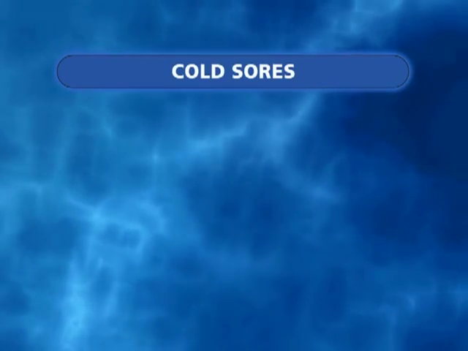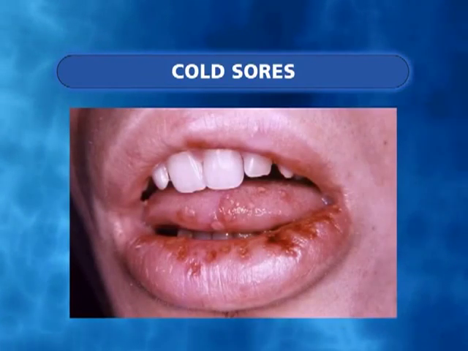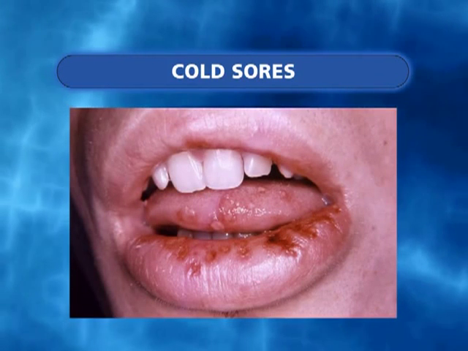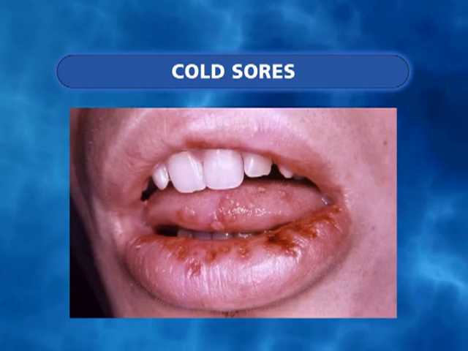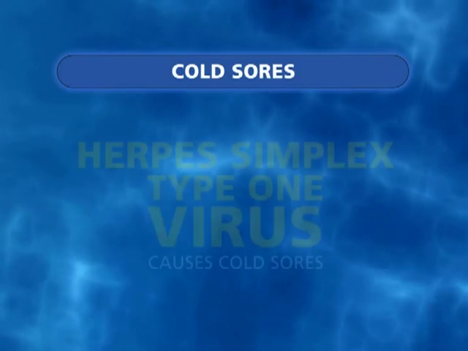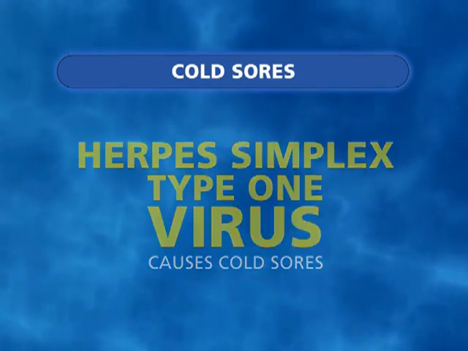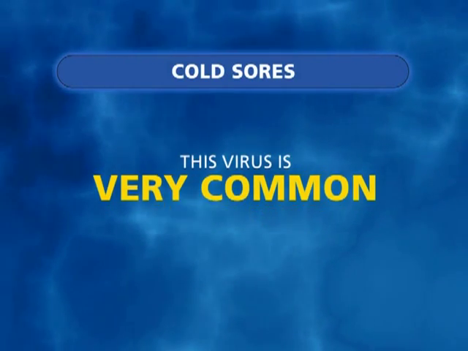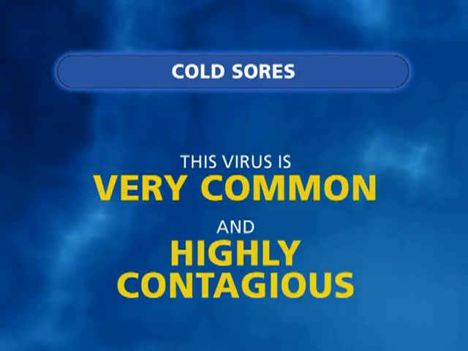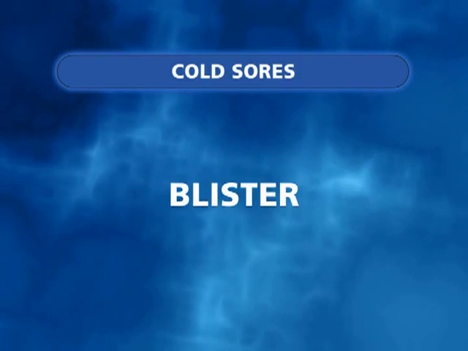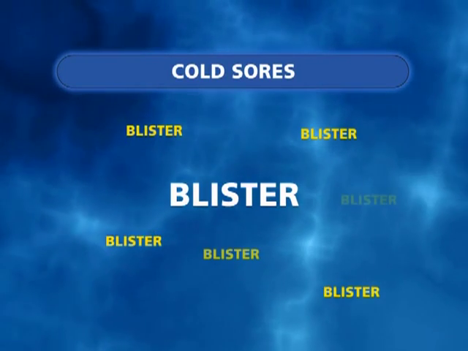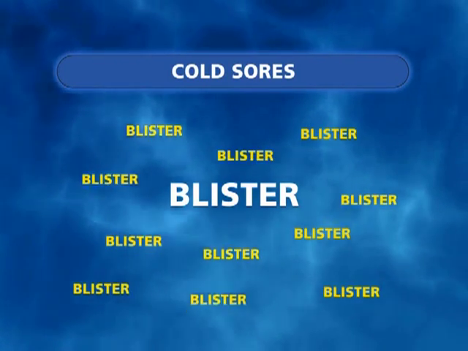Cold sores. Cold sores are very common for many people and are characterized by small red blisters on the lips. The herpes simplex type 1 virus causes cold sores. This virus is very common and highly contagious. After the initial outbreak, these blisters can occur frequently and there is no cure.